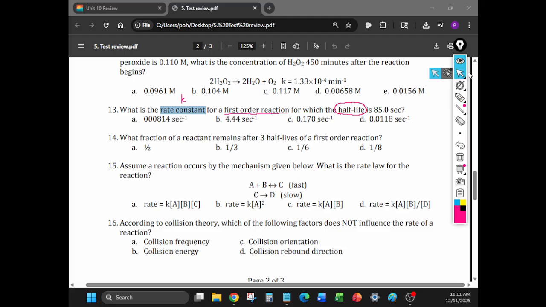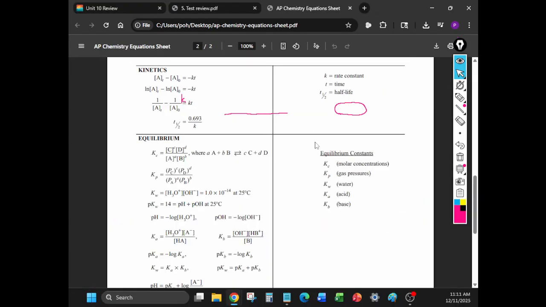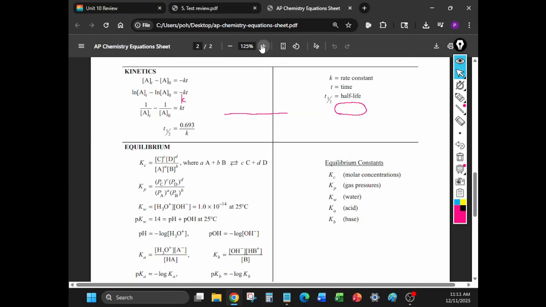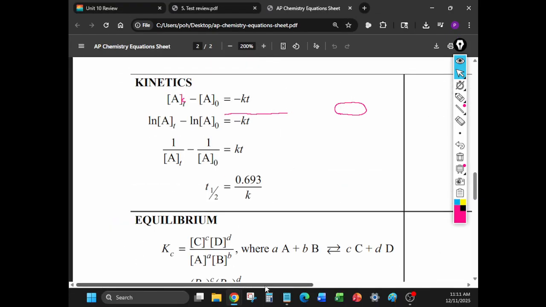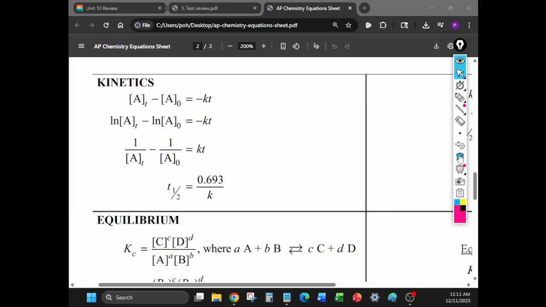Now, there is an equation that involves K for half-life, and it's actually on the AP equation sheet. So if you take a look at your AP equation sheet, and if you did not label this already on your equation sheet, make sure you do. This equation right here is the half-life equation, but it's exclusively for first order reactions. This only works for first order reactions.